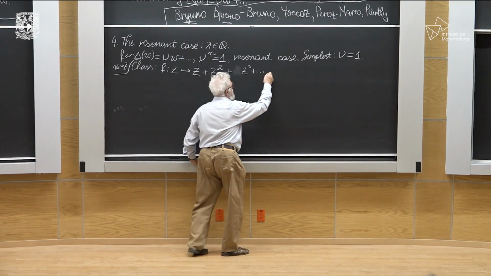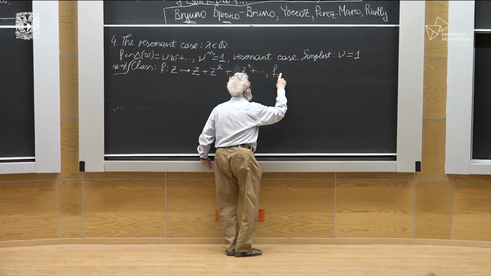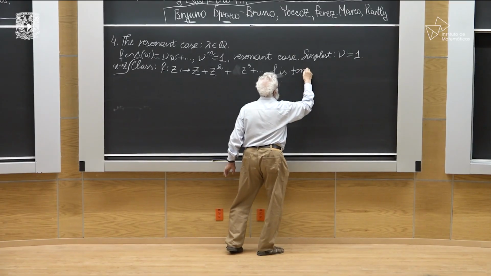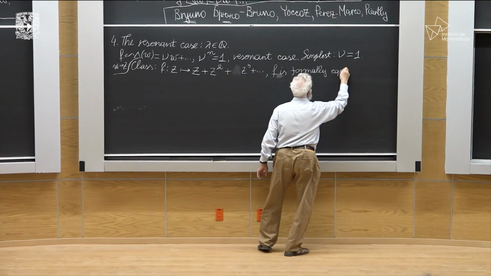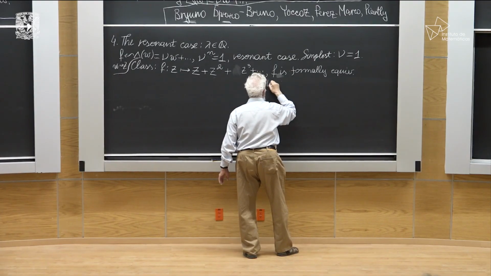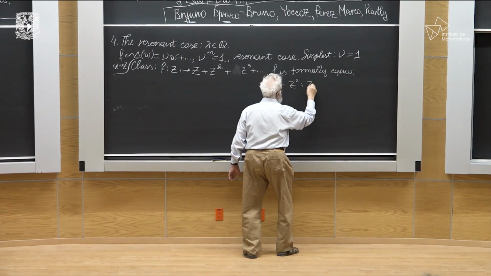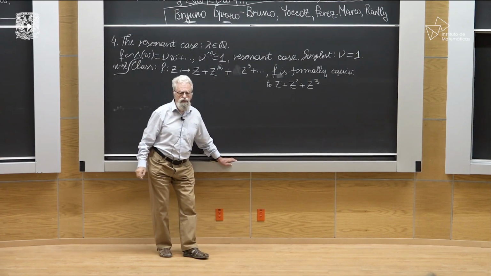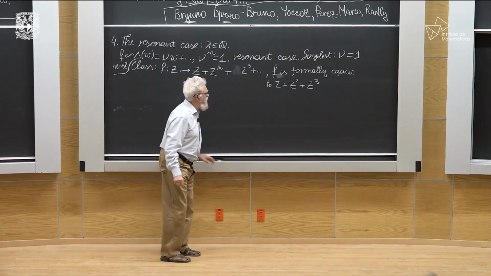The formal theory says that F is formally equivalent just to the sum of the first 3 terms. But this is not the best formal normal form, and I will show now why.